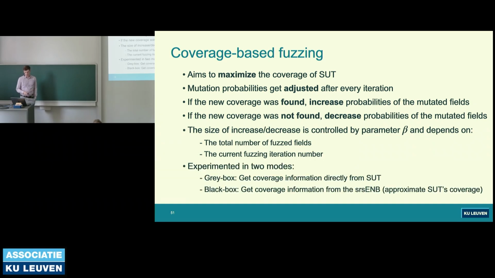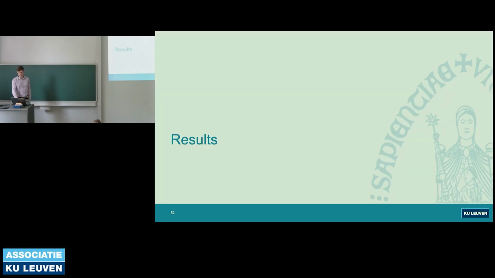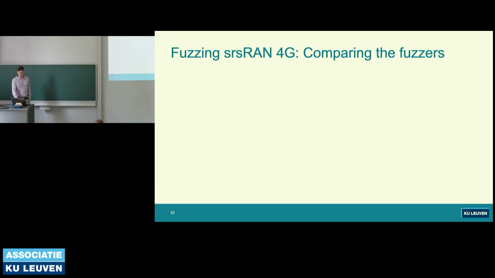And then I've run experiments in two modes, as I already mentioned. One is the gray box mode, when the coverage we get directly from the system under test. And the other one is a black box, where we approximate this coverage using the coverage from the open source protocol implementation, namely the base station. And now I'll share with you some results. So first of all, the tests on the open source implementation of 4G.